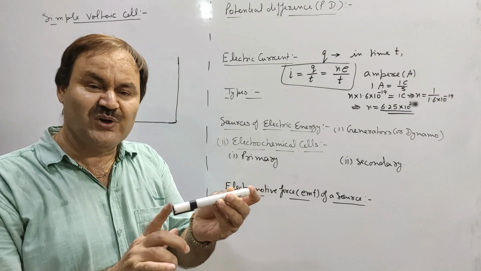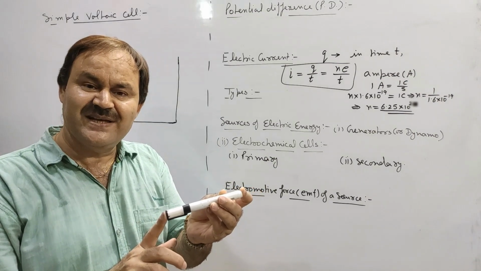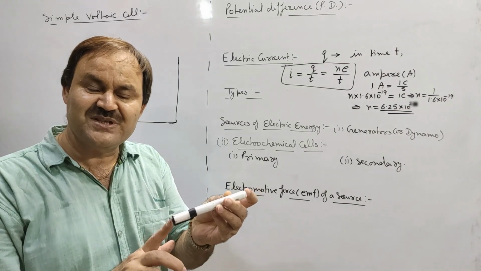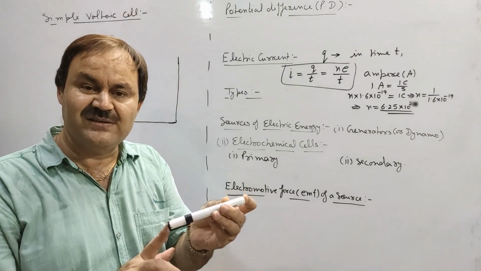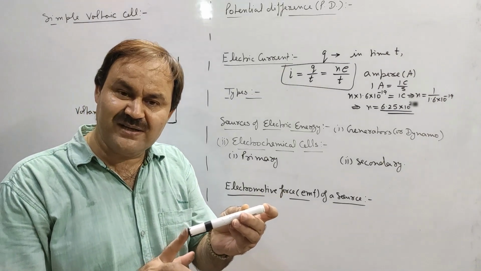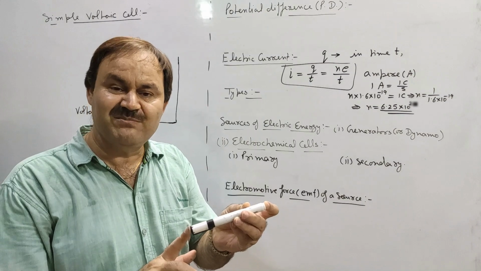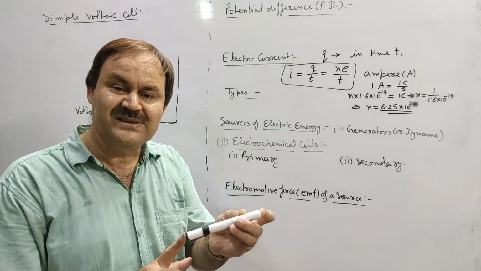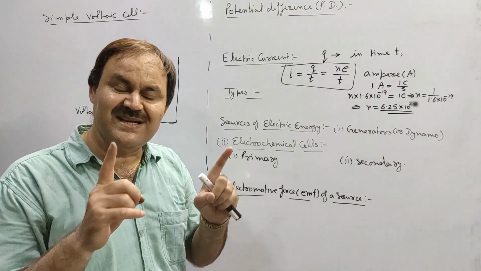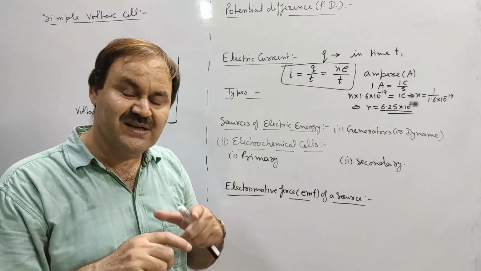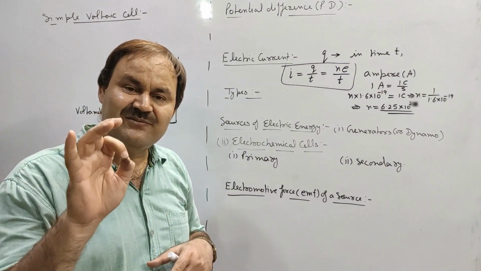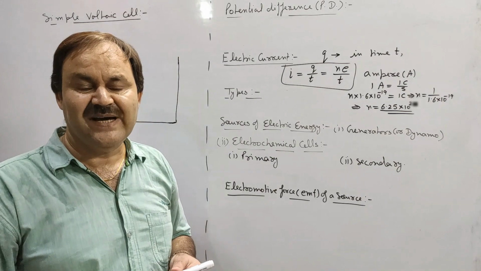So if the potential difference across the circuit is constant, meaning the magnitude as well as direction of potential difference is constant, then the current flowing through this conductor will have the same magnitude as well as the same direction. And such a current, whose magnitude as well as direction remains the same with time, is called direct current.